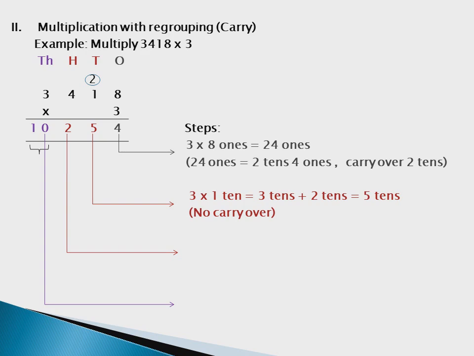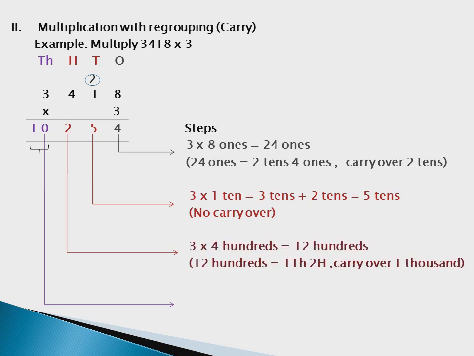Here there is no carry over. Step 3. Multiply the hundreds and regroup. 3 times 4 hundreds is equal to 12 hundreds. Write 2 below the hundreds place and carry over 1000. Step 4. Multiply the thousands. 3 times 3000 is equal to 9000. Add the carried over 1000, so that it will be equal to 10,000. Write 10 below the thousands place. So the answer is 10,254.